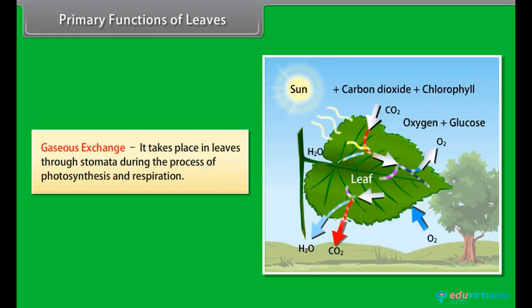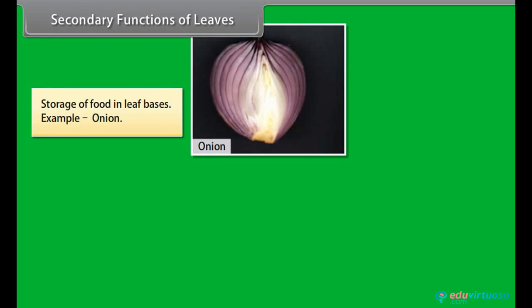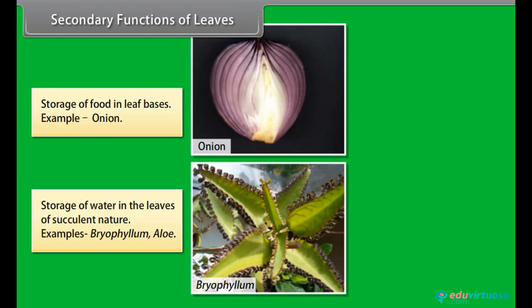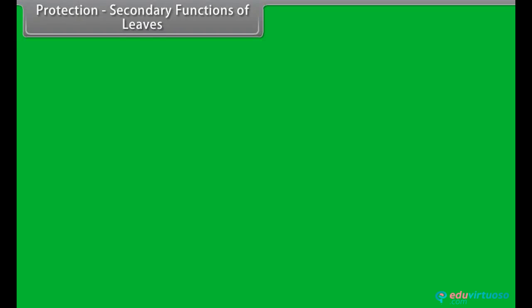Gaseous exchange. It takes place in leaves through stomata during the process of photosynthesis and respiration. Secondary functions of leaves. Storage of food in leaf bases. Example, onion. Storage of water in the leaves of succulent nature. Example, Bryophyllum, Aloe.